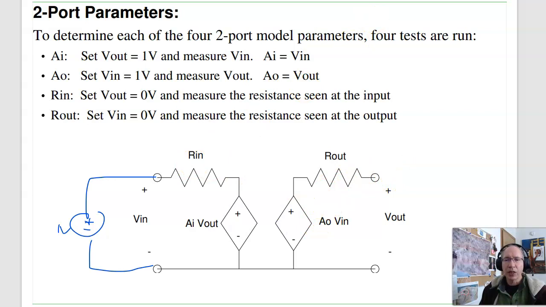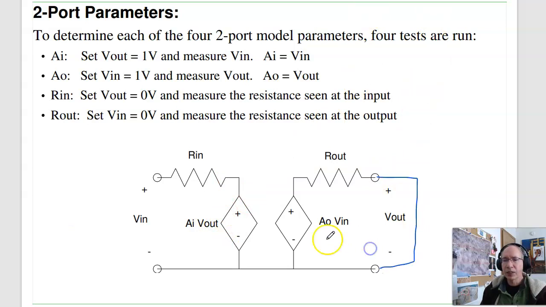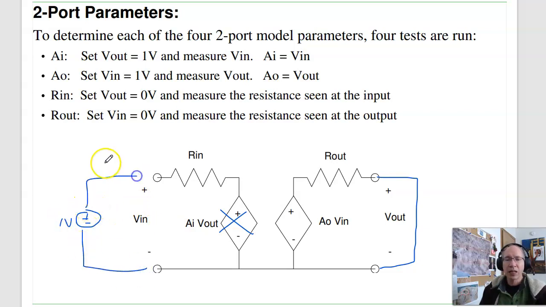To measure R in, this is where it gets a little bit trickier. A couple ways to do it. One way is, I've got this AI getting in the way. I'm going to short the output. That makes V out equal to 0, and this goes away. Measure the resistance at the input. If the resistance isn't obvious, what I could do is apply a 1 volt test and see how much current I draw.